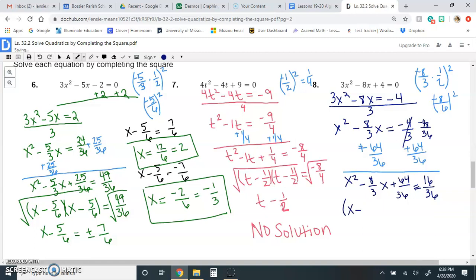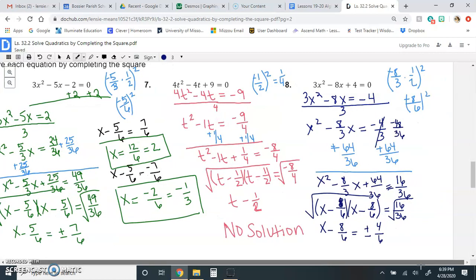It's going to be x minus 8/6. And of course the same thing again. Because when I multiply those, it takes me back to 64/36, but when I add them together, it would take me to negative 8/3. Ready to square root. That would give me the positive and negative 4/6. And then I need to set up and solve my two equations.